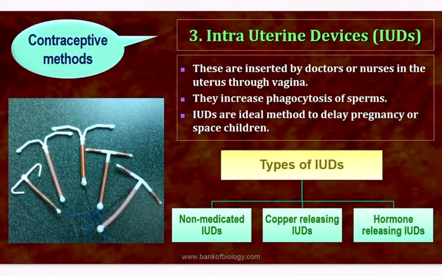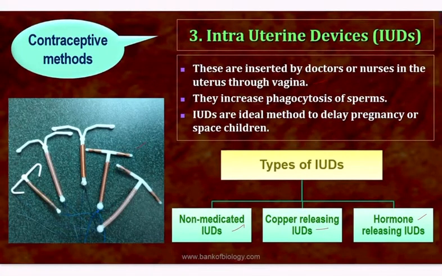IUDs increase phagocytosis of sperms, so they kill the sperm within the uterus, and the copper ions released by some suppress sperm motility and the fertilizing capacity of the sperms. The hormone releasing IUDs make the uterus unsuitable for implantation and the cervix hostile to the sperms. This is how the IUDs work as contraceptives. They are inserted by doctors, remember, unlike condoms, or by nurses, in the uterus through the vagina, and this is only for females.